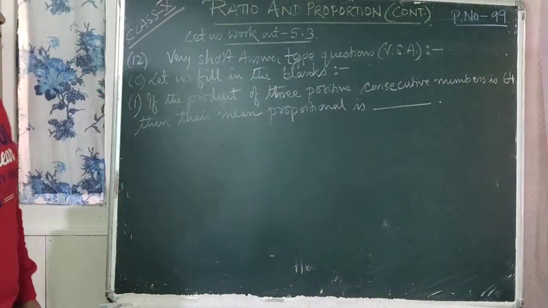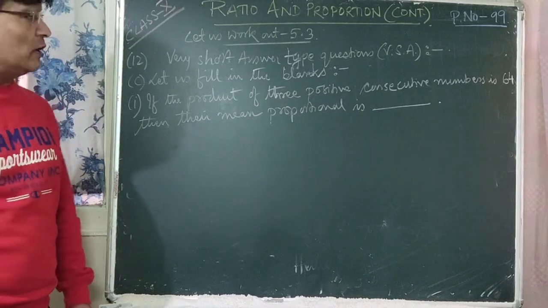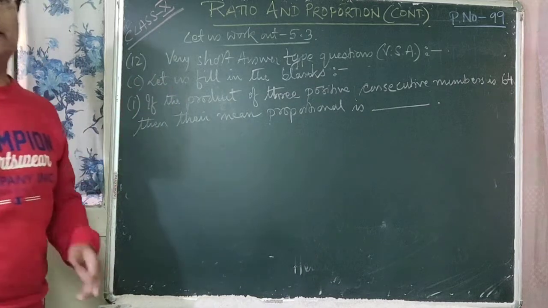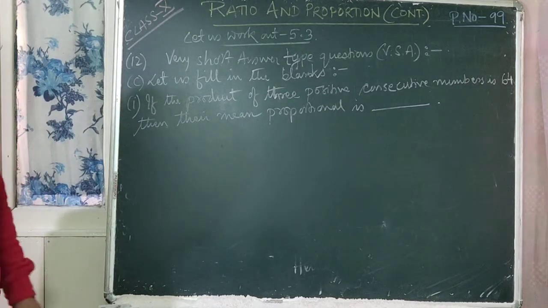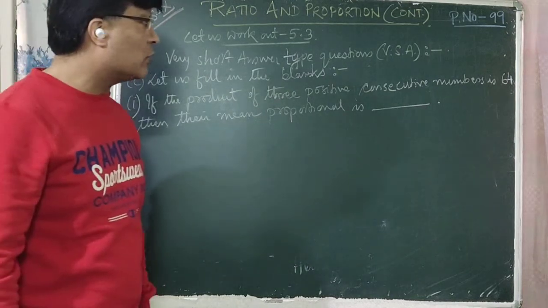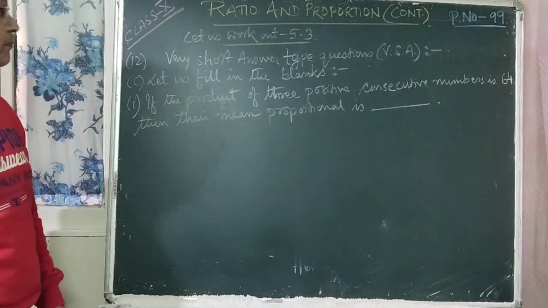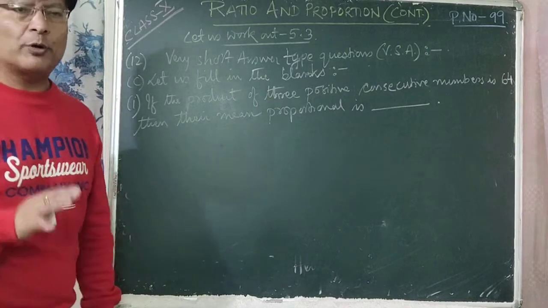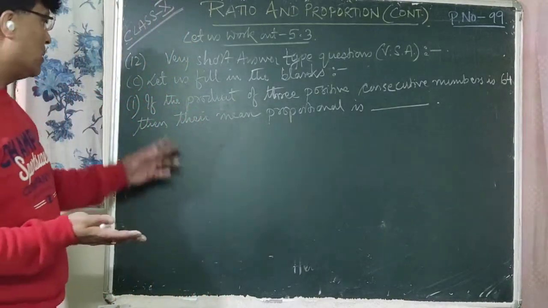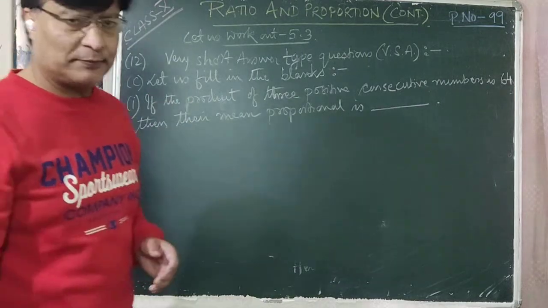So now we will do the next type of question, for very short answer type questions. That is, let us fill in the blanks. So now number one is, if the product of three positive consecutive numbers is 64, it is given that the product of three consecutive positive numbers is what? 64. Consecutive numbers means one after another.